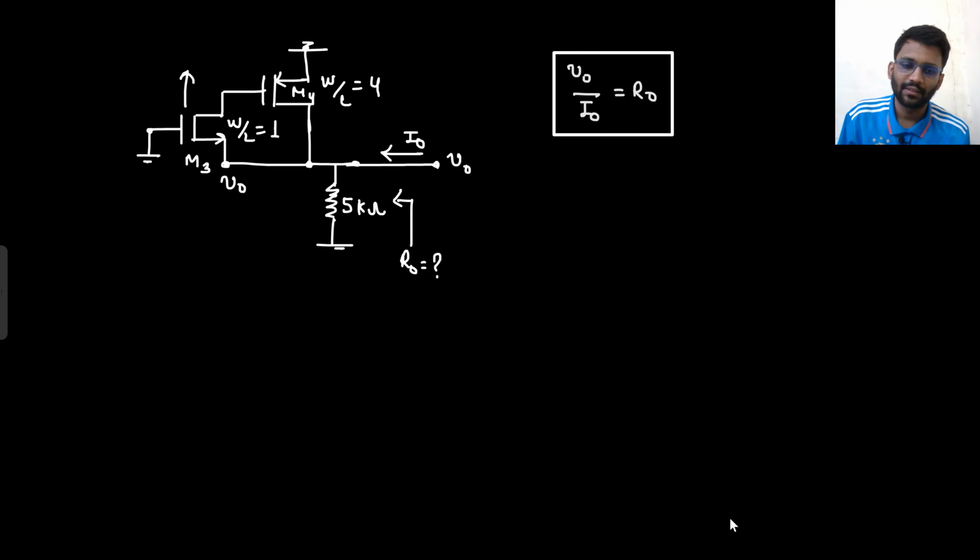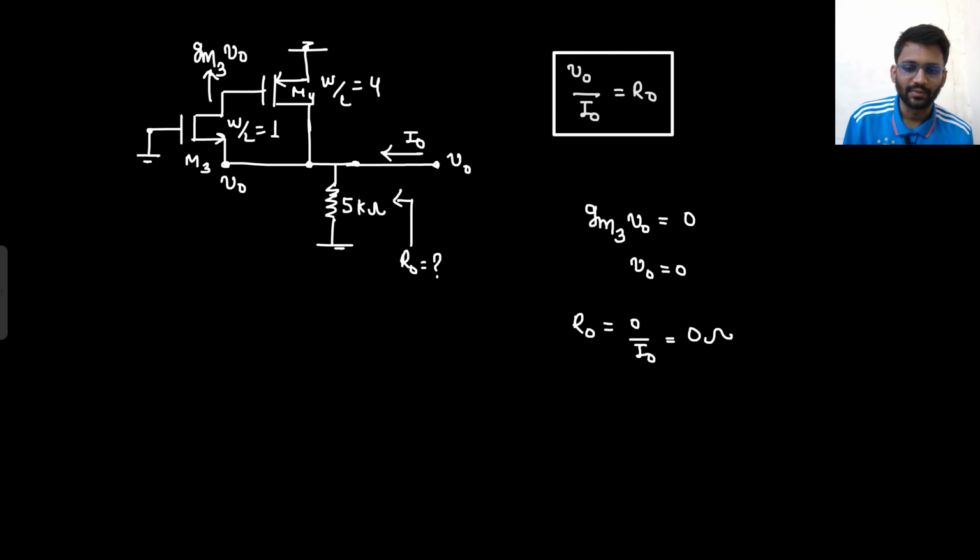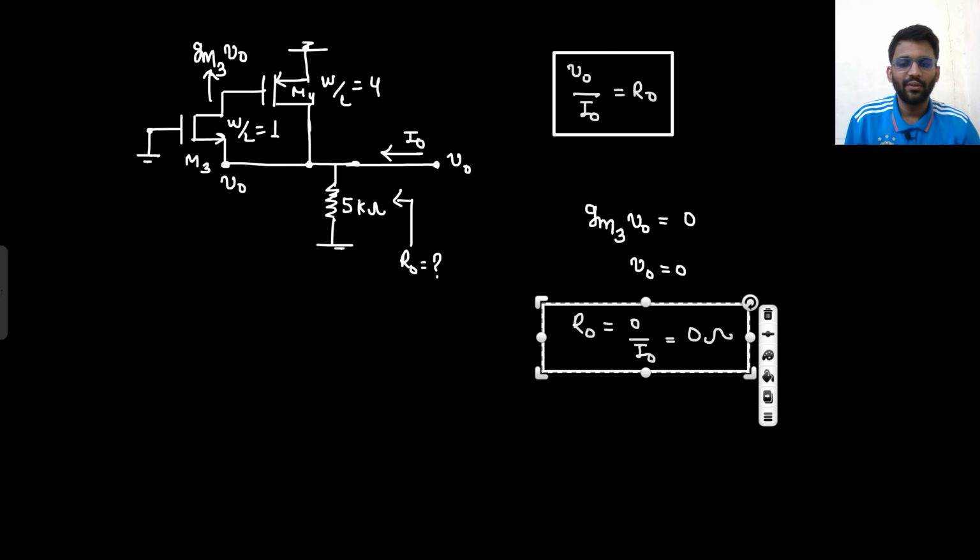What is the current in the upward direction in this MOS? What would that current be? gm3 Vo, right? And what is that current equal to? gm3 Vo is equal to what? 0, right? So what is the value of Vo? Because there is 0 ampere current here, no? There is 0 ampere current here. So that is equal to 0. So what is the value of Vo? Vo is 0. If Vo is 0, what will be Ro? 0 by some Io. Ro is 0 ohm. That's it. So no gm value, nothing you need to find.